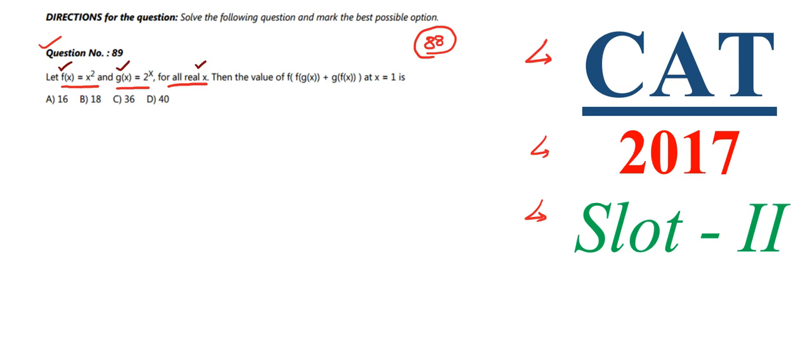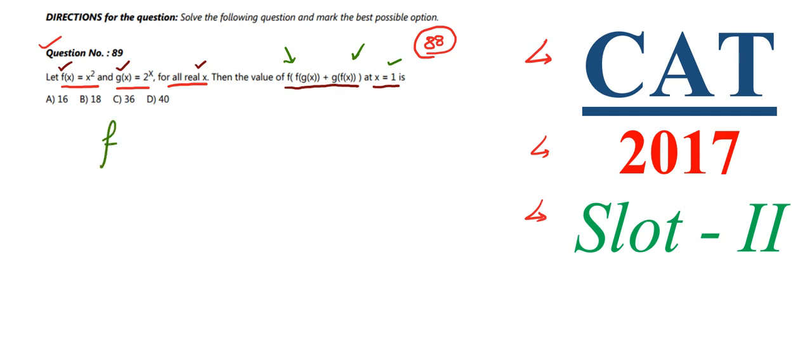Then we need to find the value of the function f(g(x)) plus g(f(x)) at x equal to 1. So we have been given a base value for x. For this value we need to find the value of this equation. So first let us note down the equation.